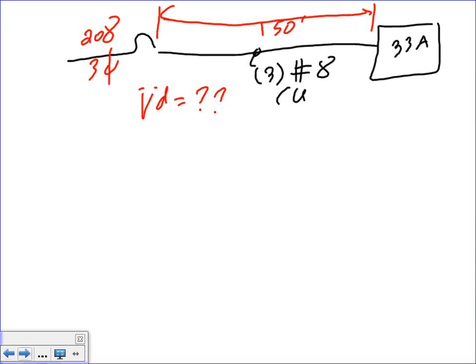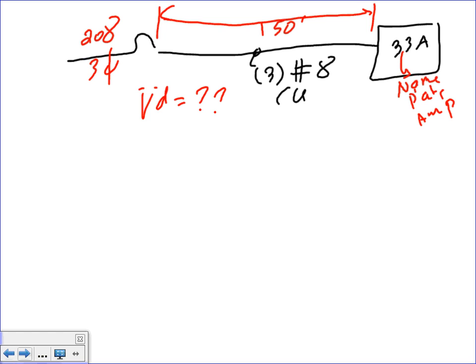Nameplate amp. Not modified, not continuous, non-continuous. I don't care. I'm not sizing conductors. I already sized my conductors. If it was continuous, number 8 will be sized based on continuous. Then I check it for voltage drop.